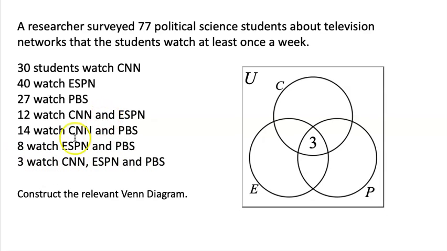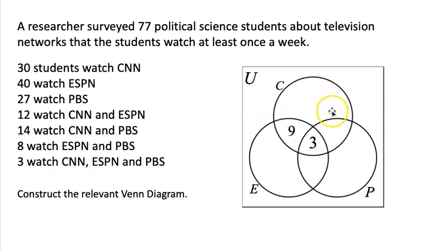Then you go to the ones 2 at a time. So where did we go next? CNN and ESPN. 12 people watch both CNN and ESPN. CNN and ESPN are these 2 regions. 3 has been used. It's got a total of 12. How much more do I need in this spot to get it to add up to 12? I will need 9, of course.